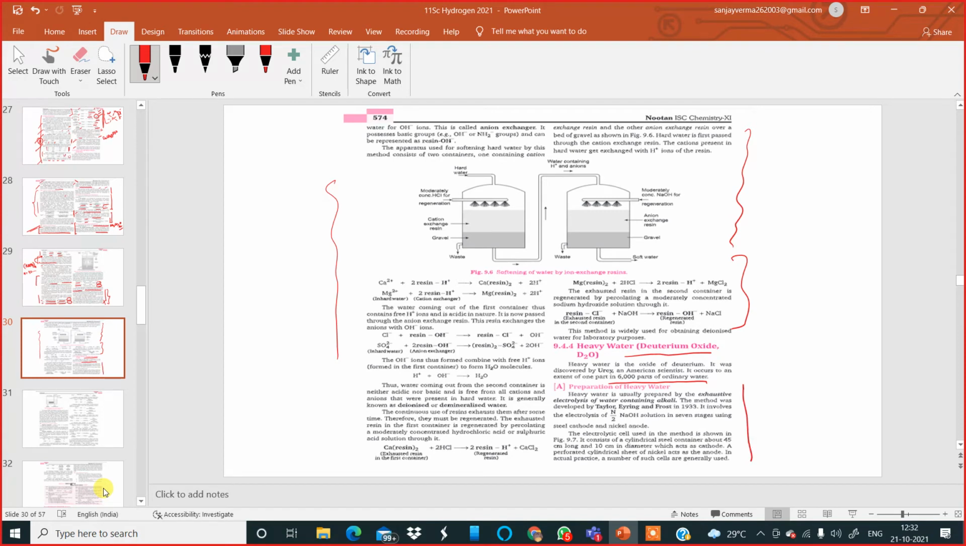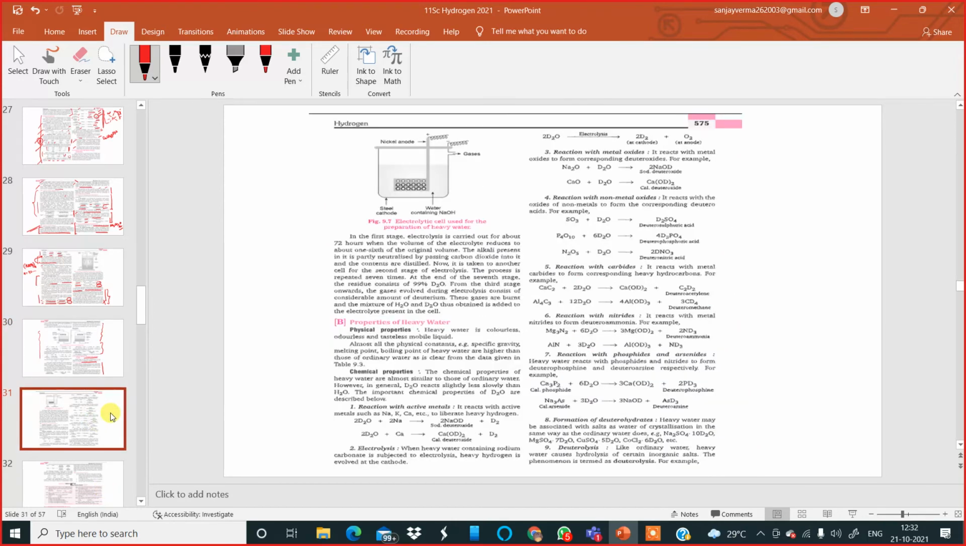If you look at the syllabus, the preparation of heavy water is not mentioned at all. Only what heavy water is, that is more important in this part. Now properties. We can leave the preparation out, and coming to the properties, that is what is required.